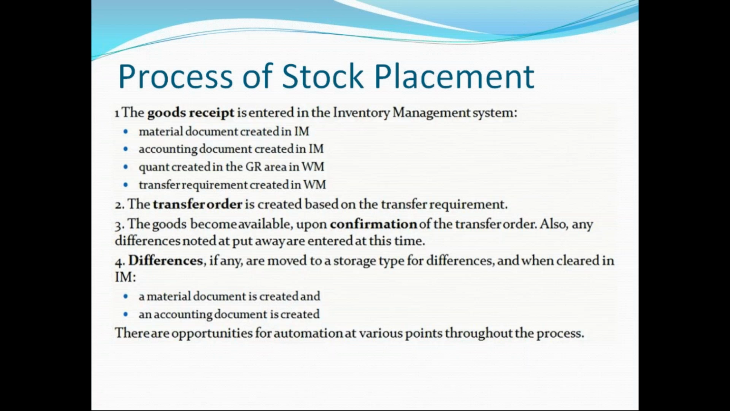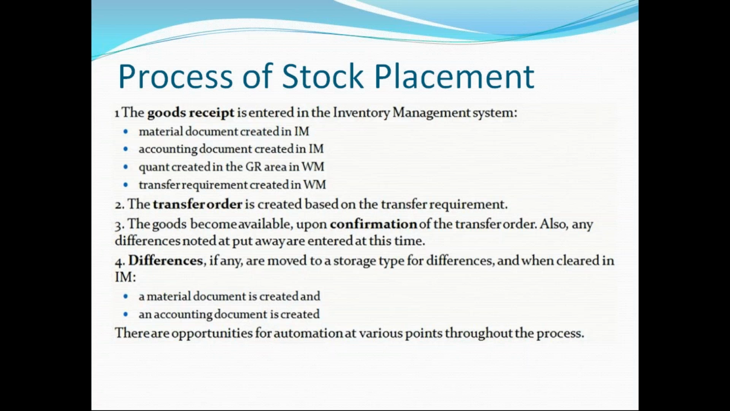Then, since the plant and storage location are linked to WM, a quant is created in the GR area in WM. After that, a transfer requirement is created, which will initiate the process for the movement to the final destination. Next, the transfer order is created based on the transfer requirement. Once the transfer order is created, the system will determine the destination storage type, destination storage section, and destination storage bin.